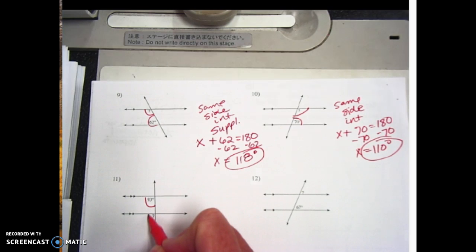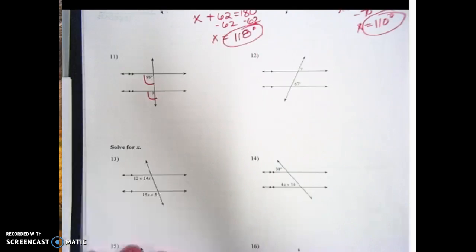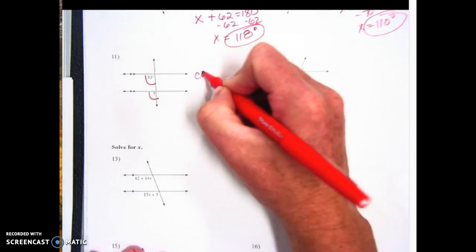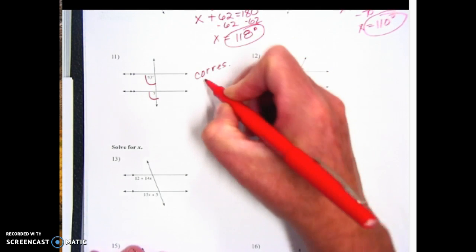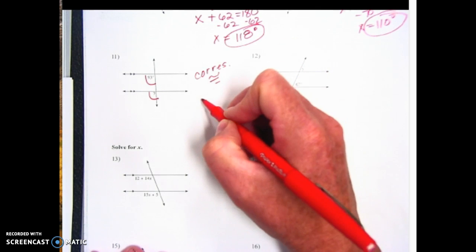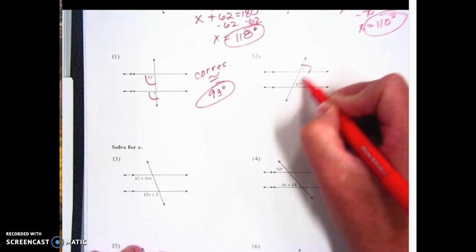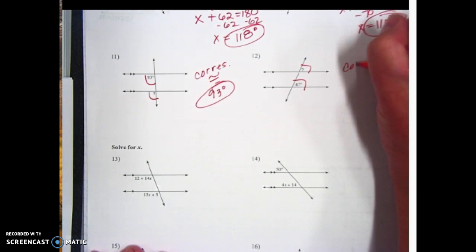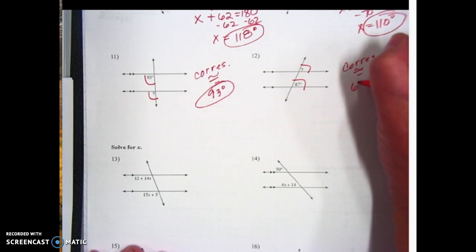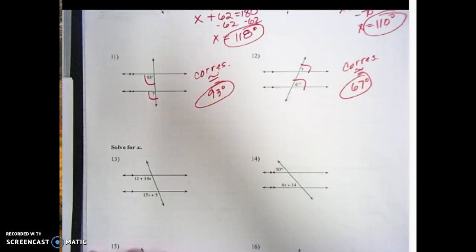Number 11, mark your angles. You're going to see that they are corresponding. Corresponding angles should be congruent. So if this one's 93, this one's going to be 93. These are also corresponding, so they should be congruent. So if this one's 67, this one's going to be 67.